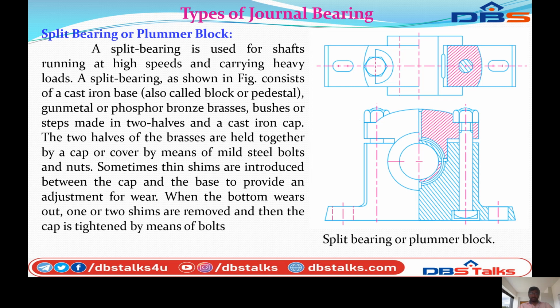This is the cast iron cap. It has a two halves arrangement. So the two halves will be fixed with the help of bolts and screws. The mild steel bolts and nuts are arranged. Sometimes thin shims are introduced between the cap and base to provide an adjustment for wear.